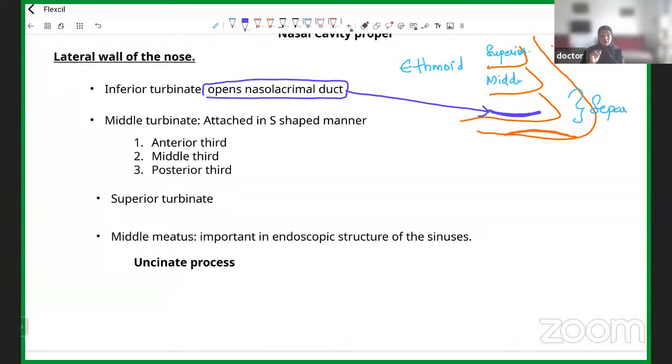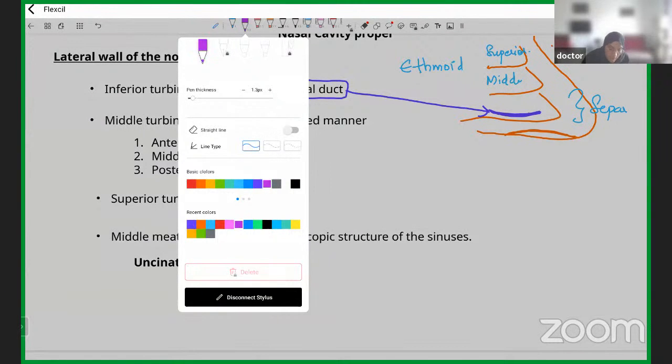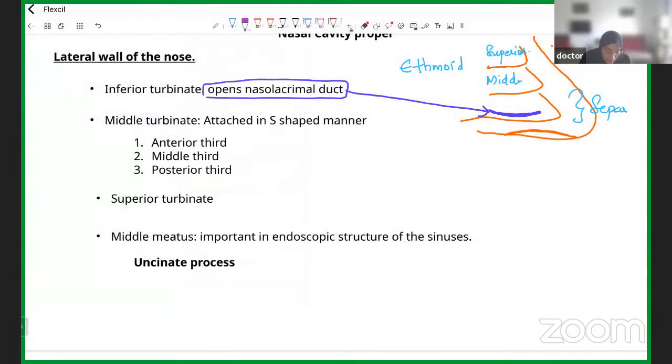And then you have the middle turbinate. Now the middle turbinate is an important part. And the middle turbinate or middle meatus presents with openings. Now it has three openings: anterior third, middle third, and posterior third. So the middle meatus will open to the middle ethmoidal cells. So first of all, they'll have middle ethmoidal cells. So here we have ethmoidal cells.